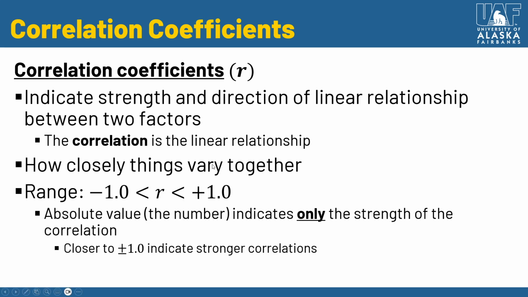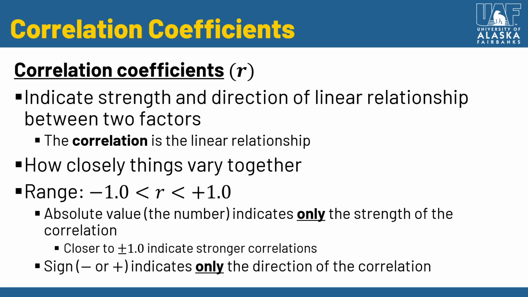Importantly here, the absolute value, or just the number, indicates only the strength. Closer to 1, whether it's positive or negative, means it's stronger. A correlation of 0.2 is stronger than a correlation of 0.1, and a correlation of -0.8 is stronger than a correlation of -0.6, because they're closer to plus or minus 1. Then the sign, the minus or positive, refers to the direction of the correlation. That's all the sign is telling us.